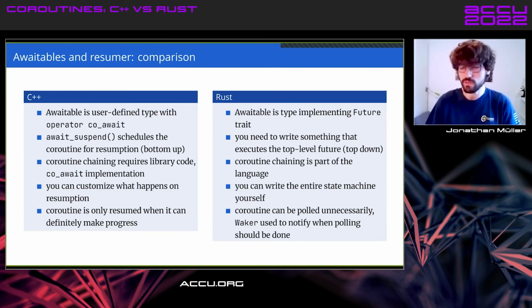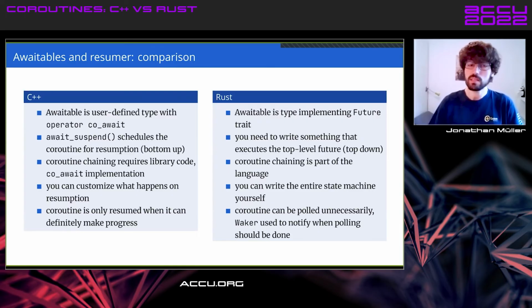We have the executor that polls futures, and the chaining happens from the top down, because when we poll a coroutine, it polls the coroutine it's currently executing, it polls its child, and so on. So we call poll from the top, and it executes all the way down. This then, of course, means that coroutine chaining is part of the language. So when we translate the coroutine into the state machine, the compiler ensures that it calls poll on the innermost future as necessary. Whereas in C++, coroutine chaining requires library code: we need to implement co_await, we need to add a continuation to each task and ensure that it is continued.